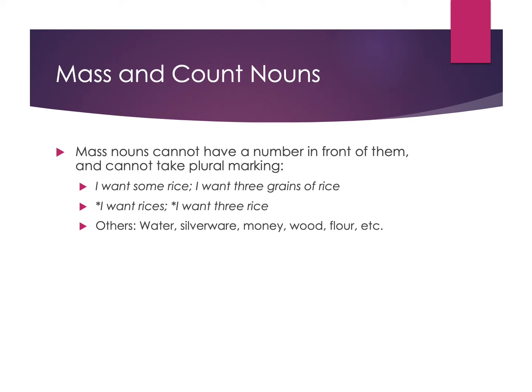But I can't just say, I want rices, or I want 3 rice. I can't use those counting things where I have a plural or where I have a number, because that doesn't apply for a mass noun. So some of the common ones that we use are things like water, silverware, money, wood, flour, as in what you use for baking. You can have a cup of flour, but you don't have 2 flours when you're talking about baking. Count nouns, however, do have to take those number markers and those plurals.